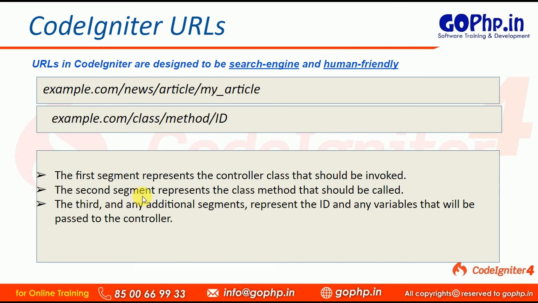The second segment represents the class method that should be called. The third and any additional segments, they are saying that the first is a controller class and the second one is a method. After that, the remaining segments are all going to be passed as parameters to the controller method, guys. This is exactly what CodeIgniter URLs are. By using CodeIgniter, we can generate search engine friendly URLs also, right? This is exactly what CodeIgniter URLs are.